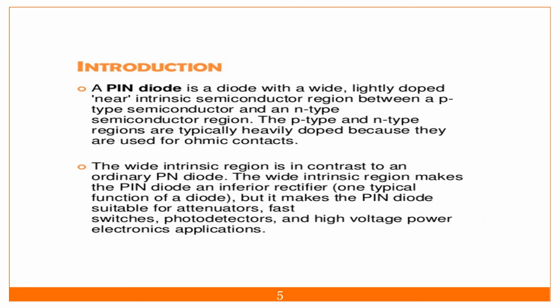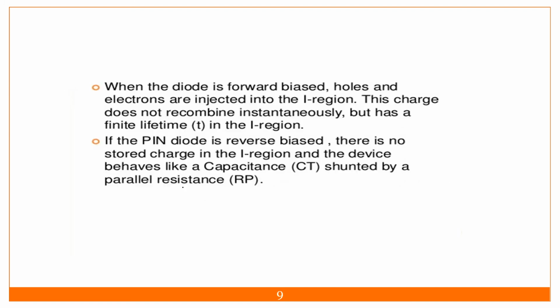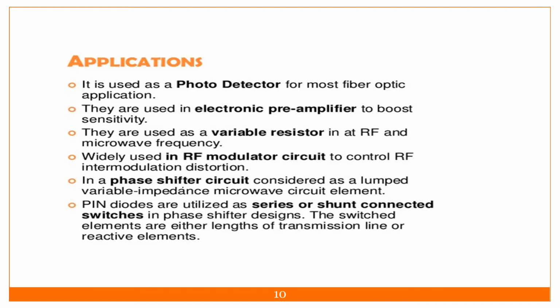So we have seen what exactly a PIN diode means. Now I will start with the applications. The PIN diode is used as a photodetector for most fiber optic communication. So it acts as a photodetector. They are also used in the electronic preamplifier to boost the sensitivity. If you want to boost the sensitivity, then you can use the PIN diode.